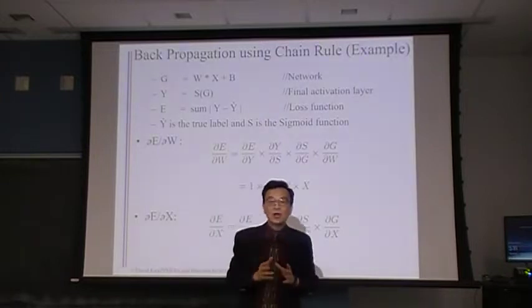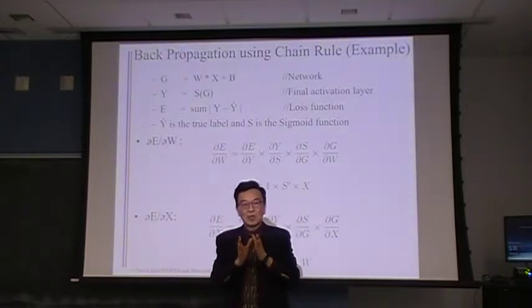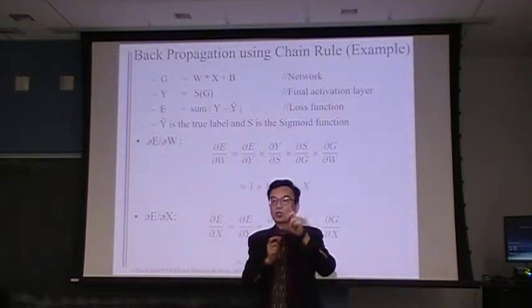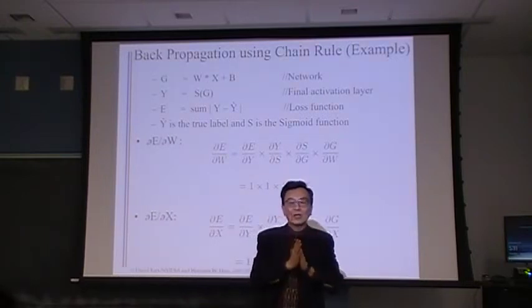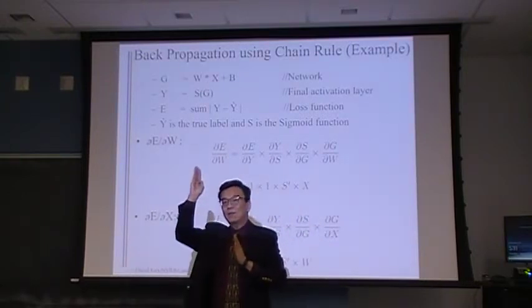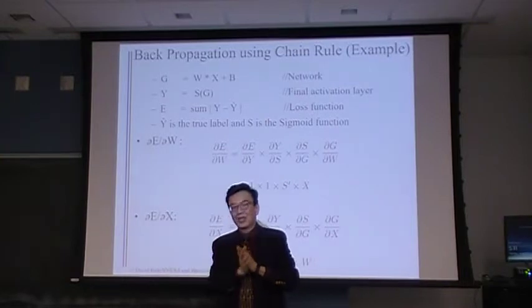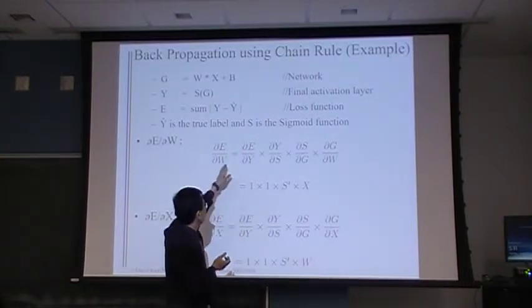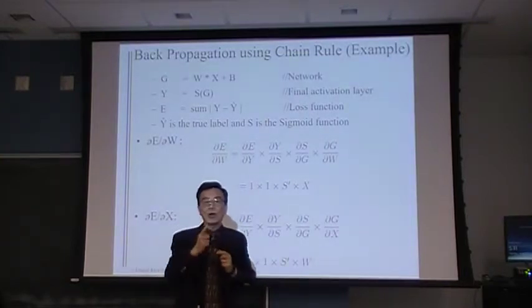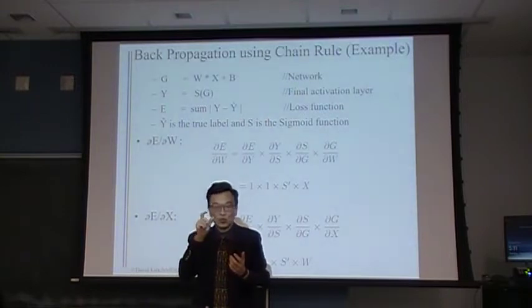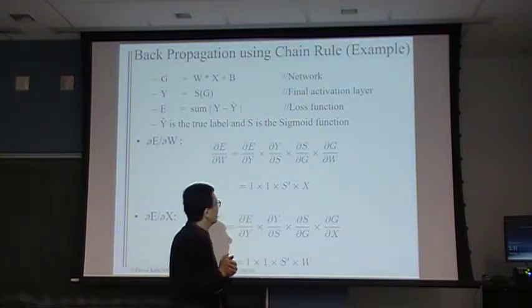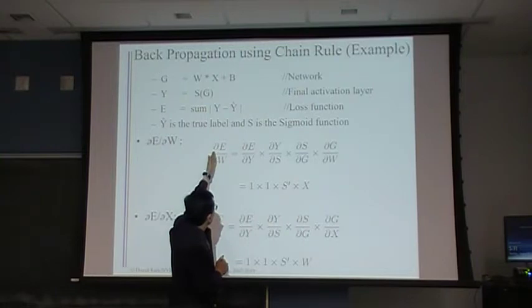If I can figure out for the W which direction I should adjust the W value so that the error value will either go up or down, then I can go ahead and change the W. Then I know which direction I should change the W and how much to change W. So that's the reason why we're going to have a delta E delta W.